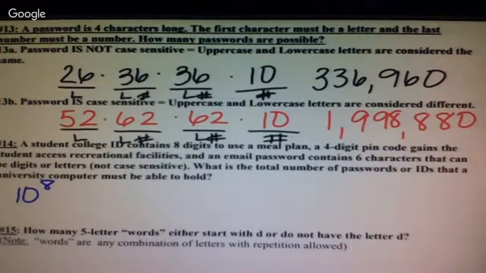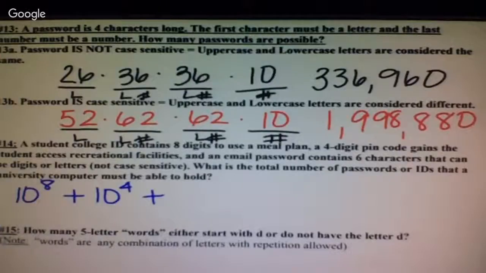Hold on, because we're gonna finish the rest of that. On top of your meal plan code, you've got a 4-digit PIN code. How many digits are available? 10. It's 10 to the 4th power. I've got 10 digits, and it's a 4-digit PIN, so it's raised to the 4th.